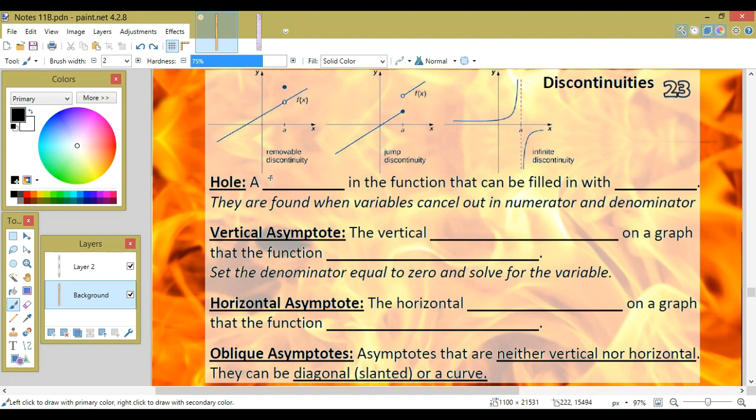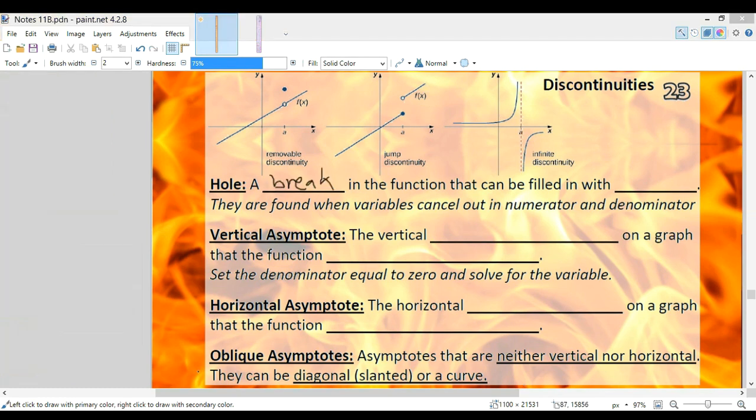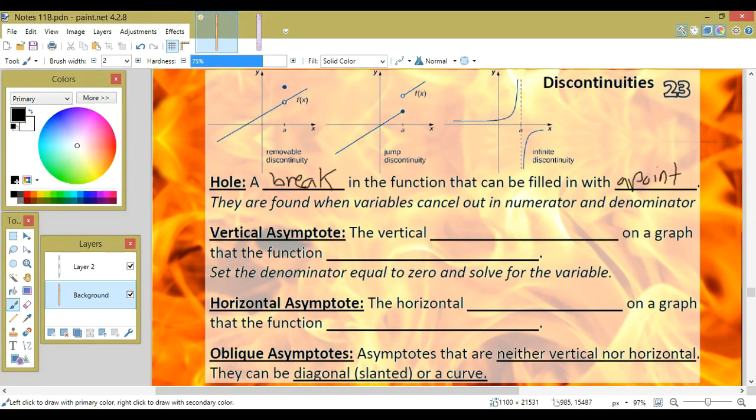A hole is a break in the function that can be filled in with a point. And on your graphs, you may or may not have a point somewhere else on the graph. These are found where the variables cancel out in the numerator and denominator. For example, if we had x over x, there would be a hole at x equals 0 because the x's cancel out. And if you set what cancels out equal to 0, that's where the hole is.